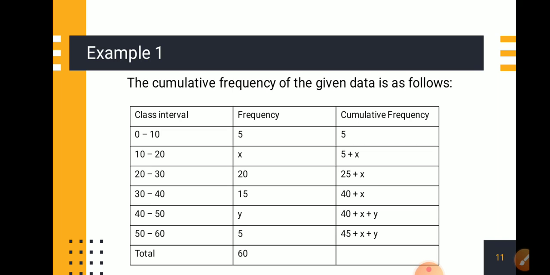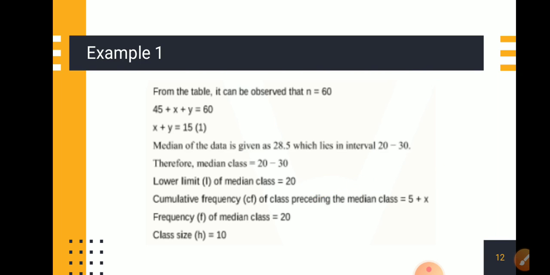Hence, 45 plus x plus y is equal to 60 is the first equation. Second, we substitute in the median formula. So the median of the data is 28.5. It lies in the 20 to 30 class interval. So the median class is 20 to 30 and the lower limit is 20.